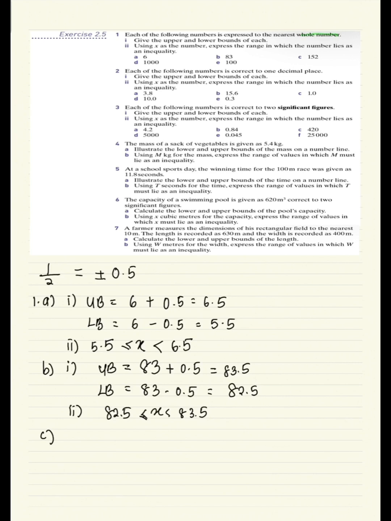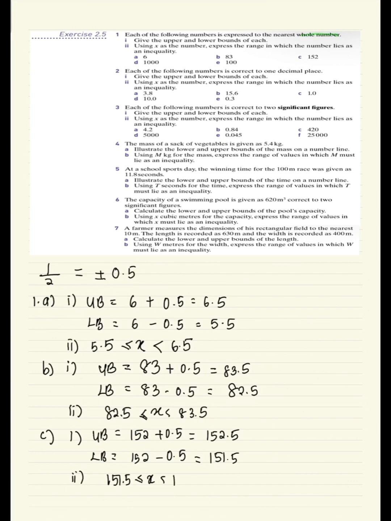Let's look at question C, 152. So 152 plus 0.5 will give me 152.5, which is the upper bound. And to find the lower bound, I'm going to minus 0.5, which would give me 151.5. X is more than or equal to 151.5 and it is less than 152.5.